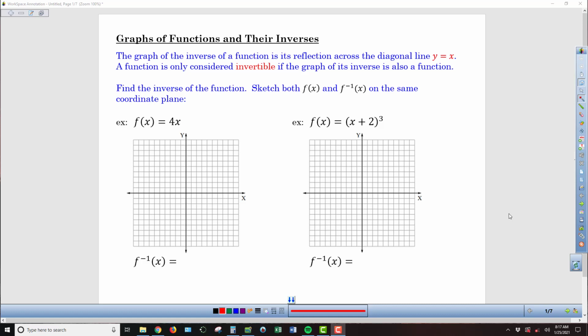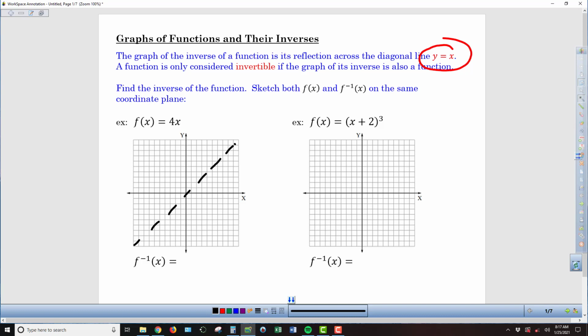The graph of a function and its inverse are reflections across the line y equals x, which is just a diagonal line that goes through the origin with a slope of 1. So this line right here. Now, the reason that serves as the reflection line is because an inverse function is the result of flip-flopping the x and y coordinates of the original function.